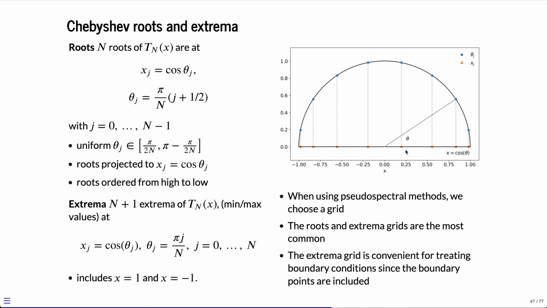Also, when using these to solve partial differential equations, it's convenient to use the extrema grid because it includes minus 1 and 1, which allows us to directly treat our boundary conditions. So that's the grid of choice when using those. But we'll show all of our examples using both the roots grid and the extrema grid. Okay, so that concludes this part, and then we'll discuss Chebyshev interpolation in the next part.